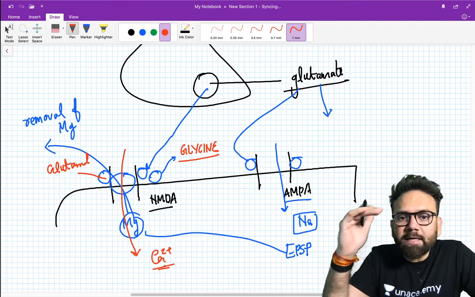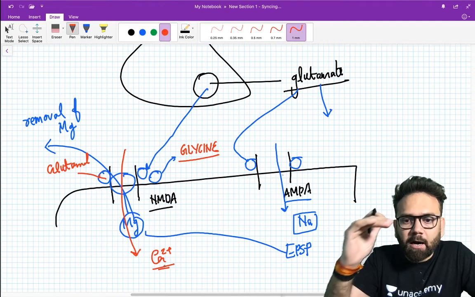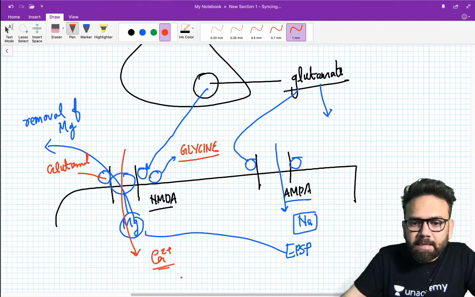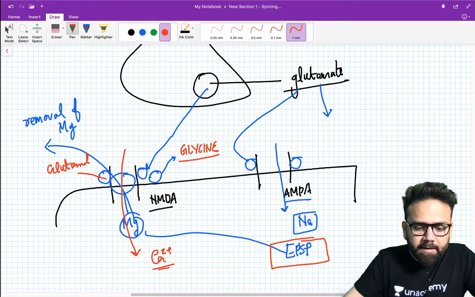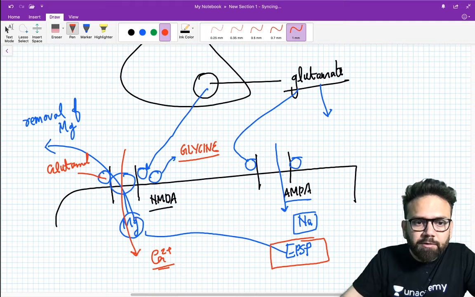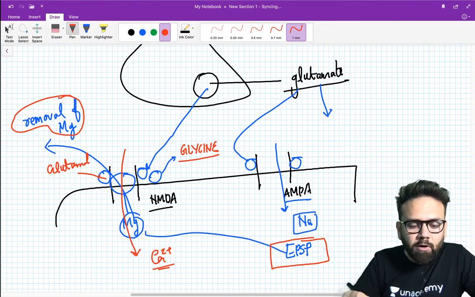First point, glutamate will attach to AMPA. AMPA will cause EPSP by influx of sodium ion. EPSP will cause removal of magnesium from NMDA.